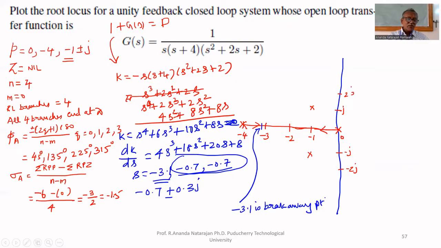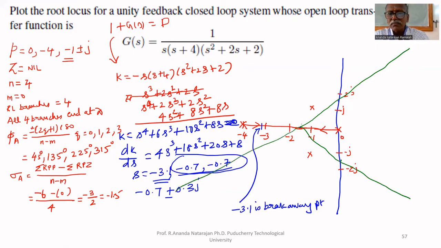What are the angle of asymptotes and sigma A minus 1.5? From here, if we select 1.5, I can draw the angle of asymptotes. This is one angle of asymptote. This is another angle of asymptote. Definitely, it will be extended this way. So these are the angles of four asymptotes.